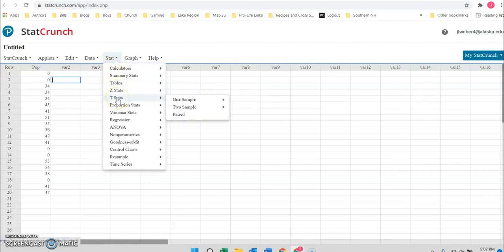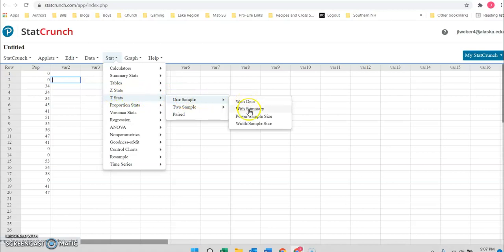Now to get a confidence interval in StatCrunch, you're going to go to Stats, then T Stats. So I want a confidence interval of the mean. I don't know the population standard deviation, so I need a t-test. That's why I'm on t-stats. If you knew the population standard deviation, you could be up here in z-stats. But we're down here in t-stats. We're one sample, okay? And we have data.